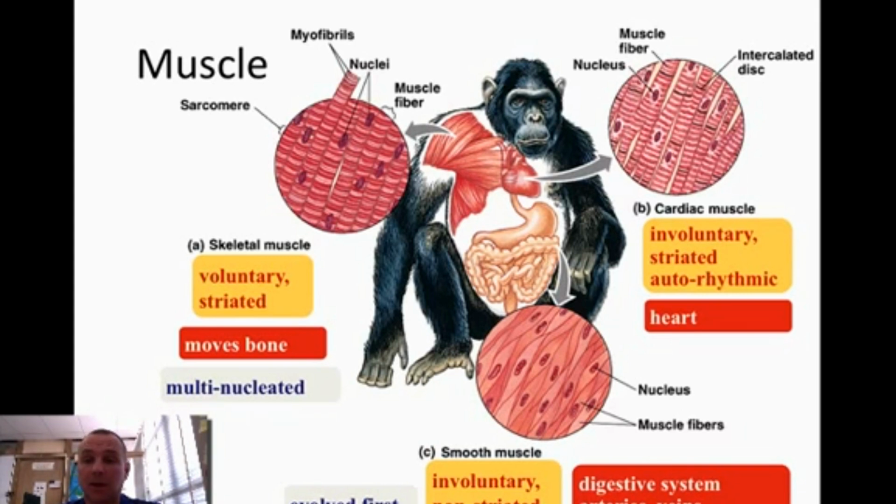We don't have to think about how it beats every time. It's striated. It's autorhythmic, which means the sinoatrial node controls its beating. Smooth muscle is the last one. It's involuntary as well, and it's non-striated, and it's like our digestive system, our arteries and veins. Now, so we have two that are involuntary, the cardiac and the smooth, two that are striated, the skeletal and the cardiac. So they have some differences among all of them.